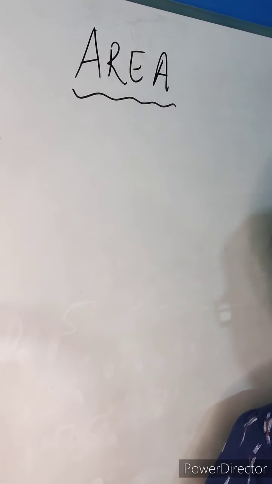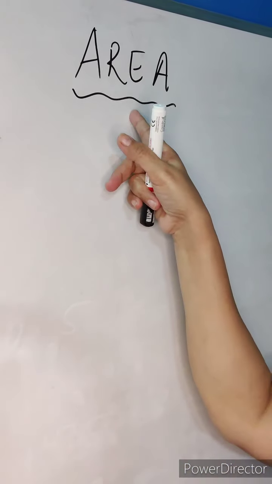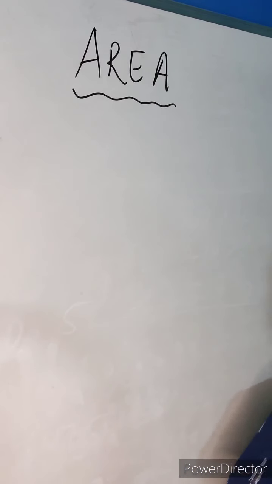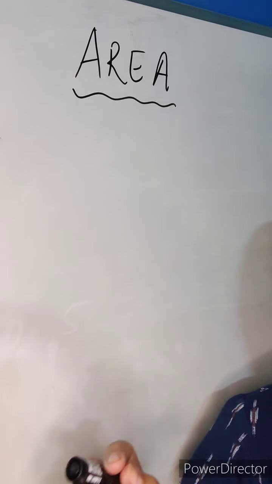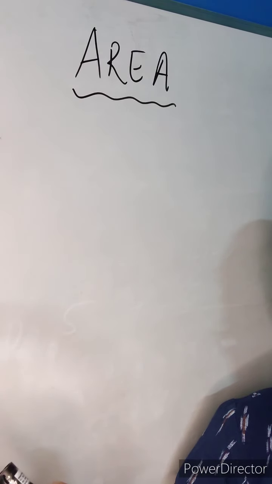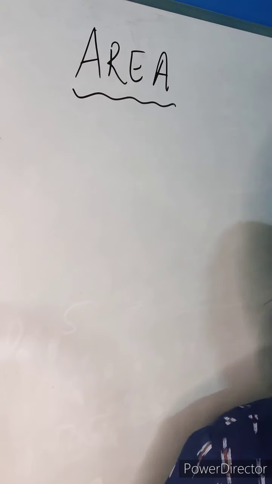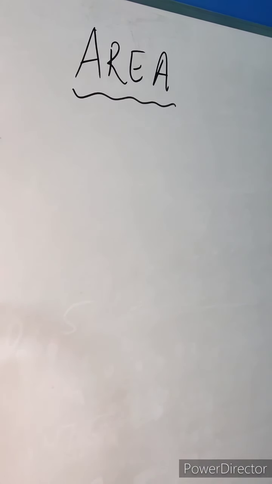Today I am going to start area. Now, first of all, I would like to explain the meaning of area. An area is the amount of surface included within the boundary of a closed figure. Closed figure कैसी भी हो सकती है.